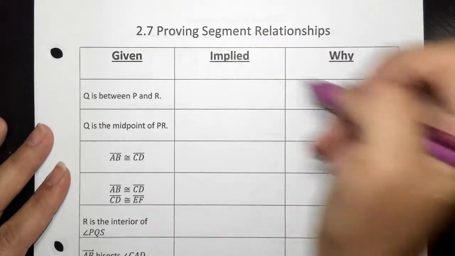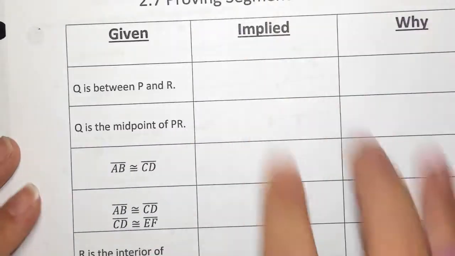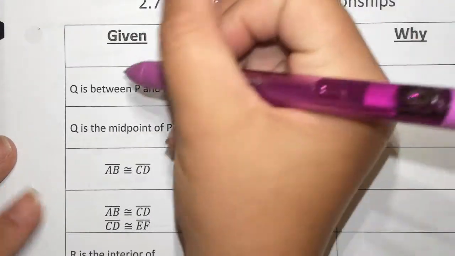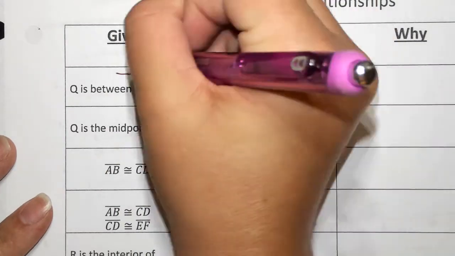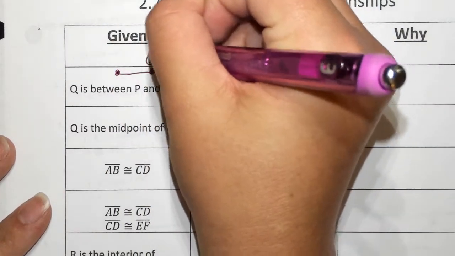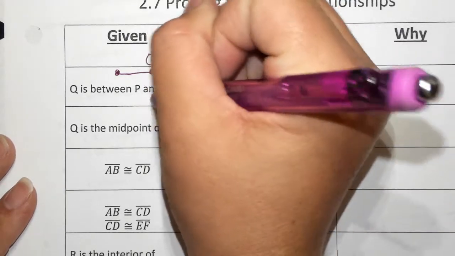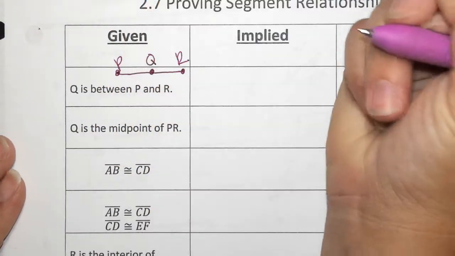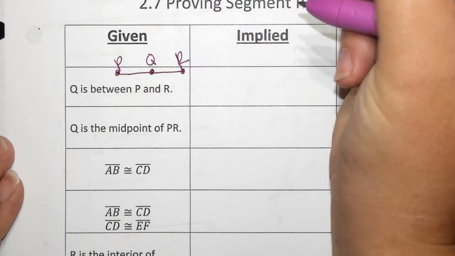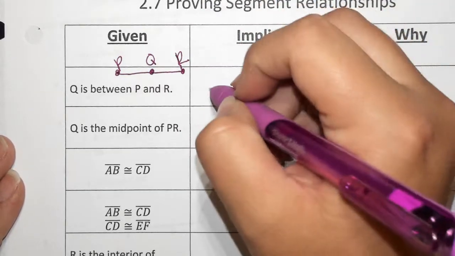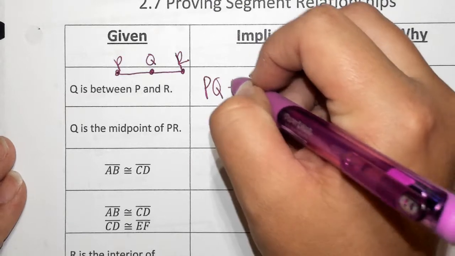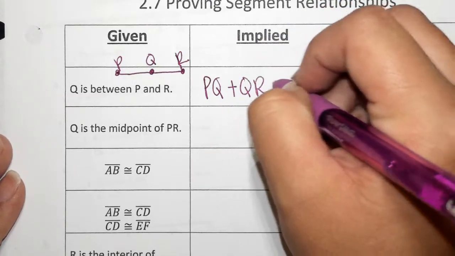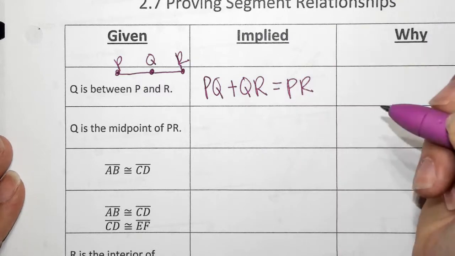Okay, so here we go. If you see something that says Q is between P and R, like this line right here. If Q is between, it doesn't say in the middle, between, so draw this on your paper. If Q is between P and R, here is what you can say about this scenario. Remember this, PQ plus QR equals, remember that?